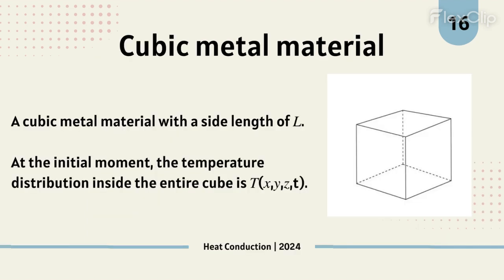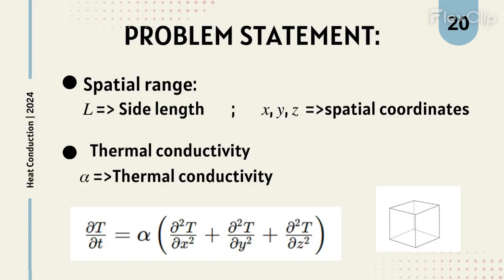For instance, consider a cubic metal material with a side length L. At the initial moment, the temperature distribution inside the cube is given as T of x, y, z, 0. We analyze how the distribution evolves over time under constant thermal conductivity and specified boundary conditions. In the problem statement, for the spatial range, the cube has side length L, with x, y, z as the three spatial coordinates of the cube.